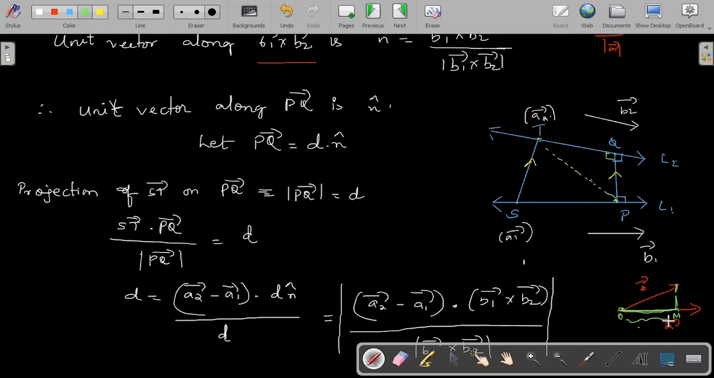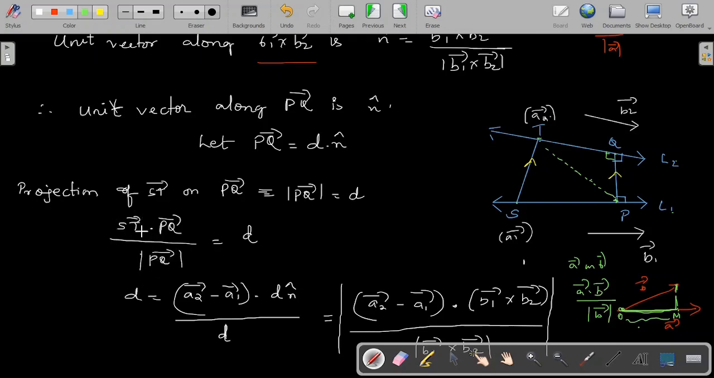Here we got OM, no? Same way here, magnitude of PQ vector, which is nothing but D. So D is equal to, you have a formula. What is the projection of A vector on B vector? Which is A vector dot B vector by magnitude of B vector. So ST vector dot PQ vector by magnitude of PQ vector.